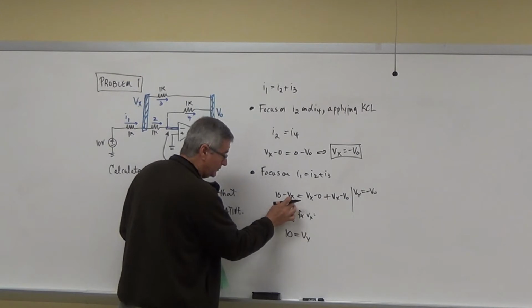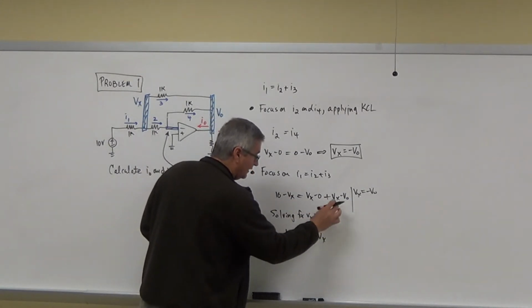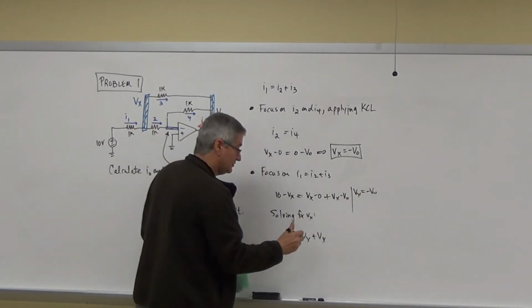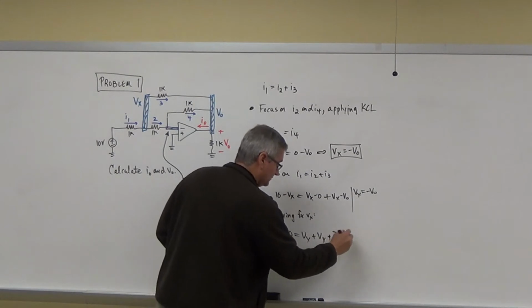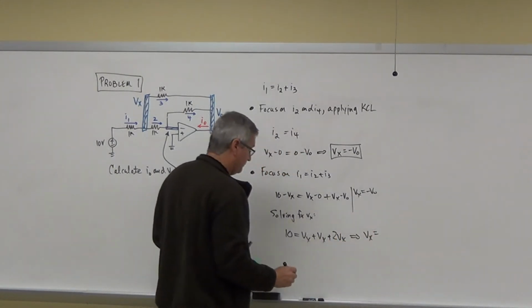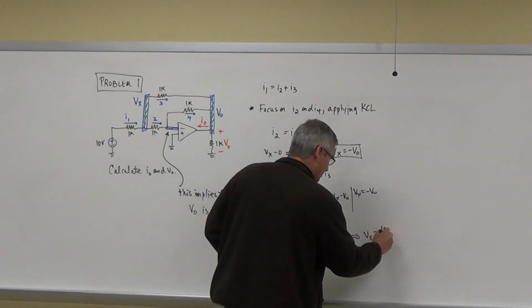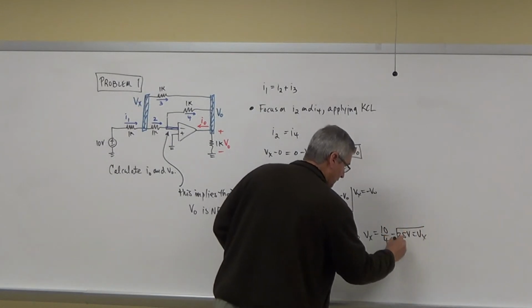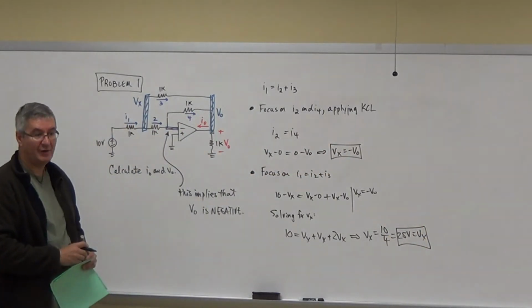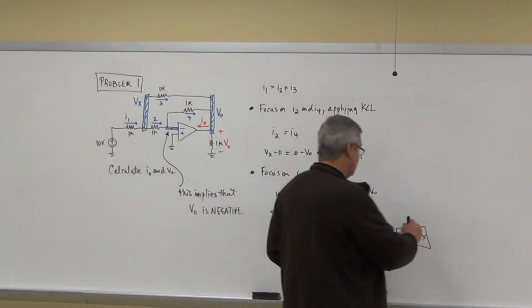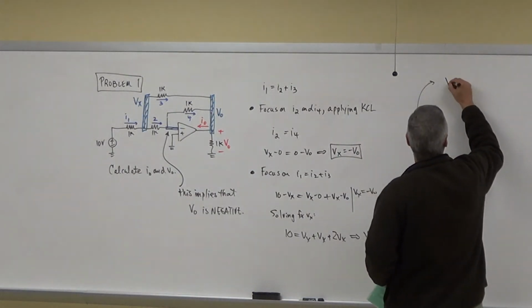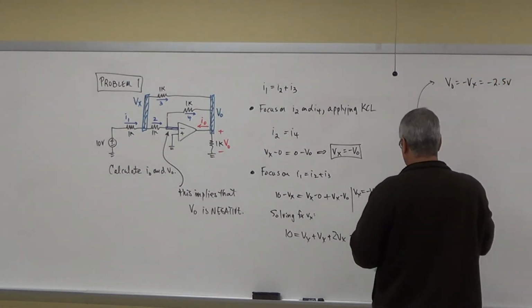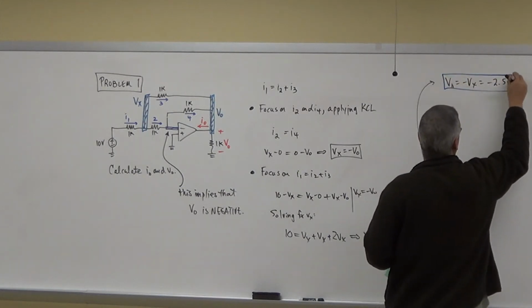Okay, so that's this term right here. So then I get this term right here. And then this guy should be Vx minus Vx, which should give me 2Vx. So this implies immediately that Vx has to be 10 divided by 4, which should be what? 2.5 volts. Now I know what Vx is. But that immediately tells me that V naught, which is minus Vx, should be minus 2.5 volts. Okay, so we got our first result right now.